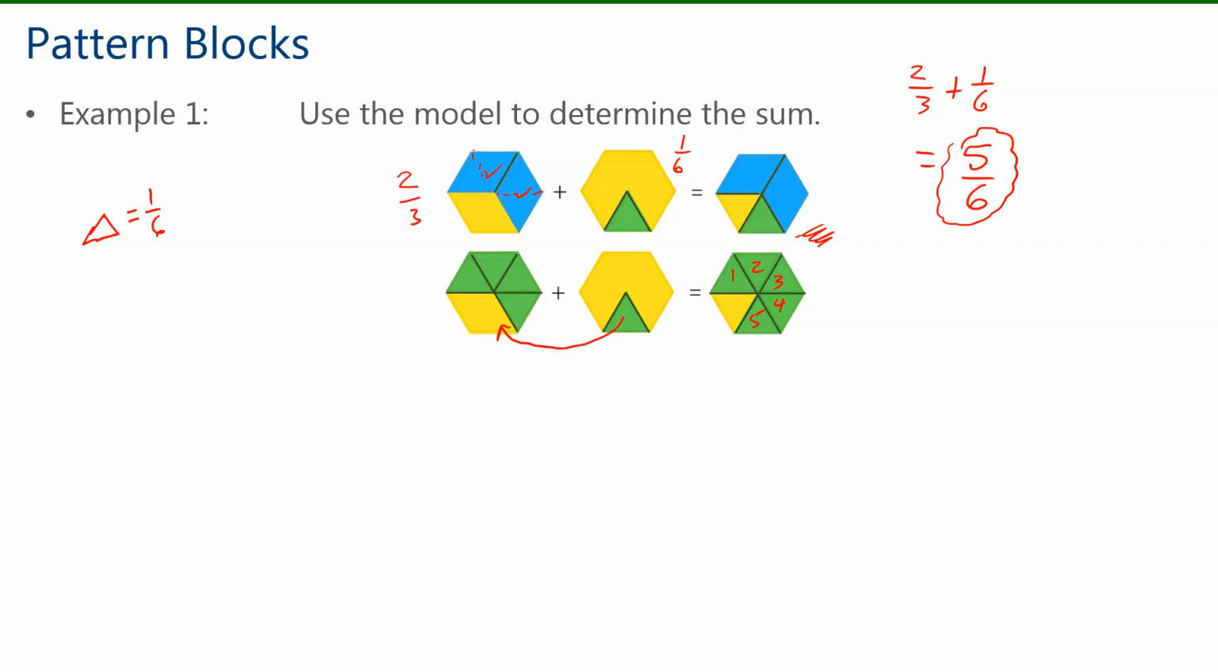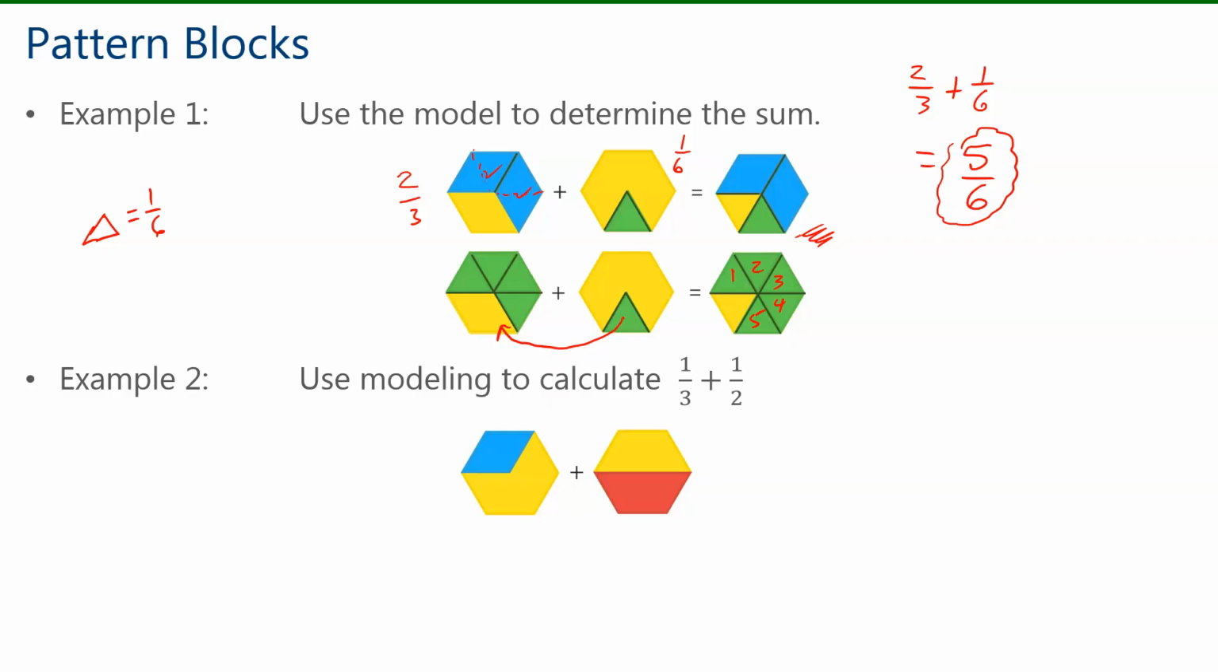Let's look at one more example. So now we're going to use the pattern blocks to help us figure out what 1/3 plus 1/2 is. So let's draw a picture for those two fractions first of all. So 1/3 is our one rhombus, 1/2 is our one trapezoid. If we were to put these pieces together into one whole, that's what we would have. So we want to figure out what the sum of 1/3 plus 1/2 is. What does this particular picture actually represent?